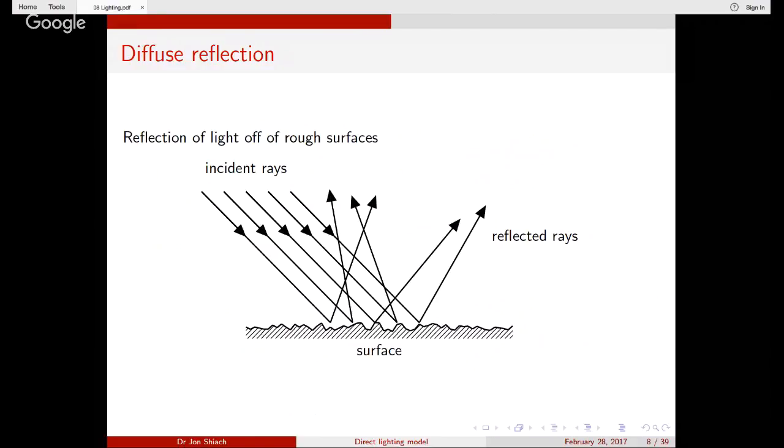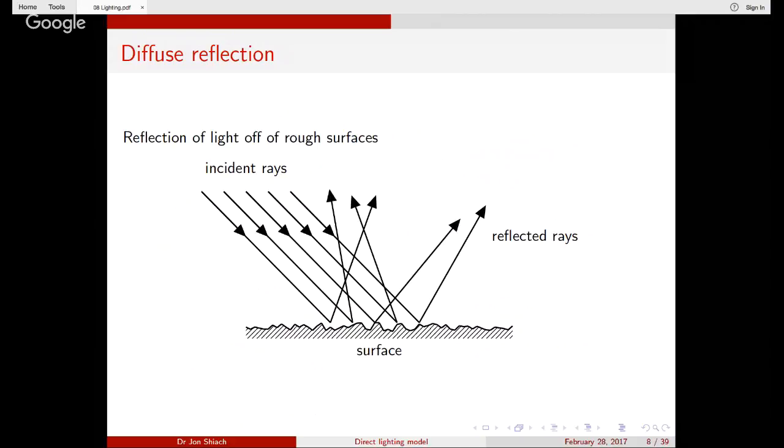Diffuse reflection is essentially reflection of light off of rough surfaces. Here we have a surface. I've tried to draw a rough surface. Imagine that's gravel or a carpet or something like that. What we have are these incident rays. Our light source is up here somewhere, and we have parallel rays of light. If a light source is far enough away from our surface, the rays will be parallel. Imagine, for example, the sun is far away from us, so we assume that we have parallel incident rays.